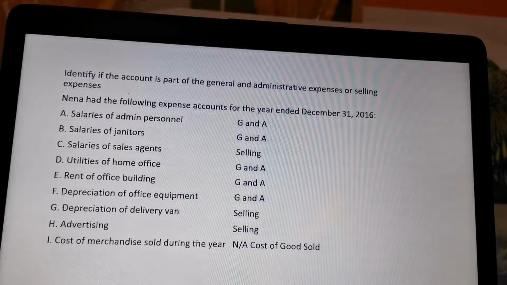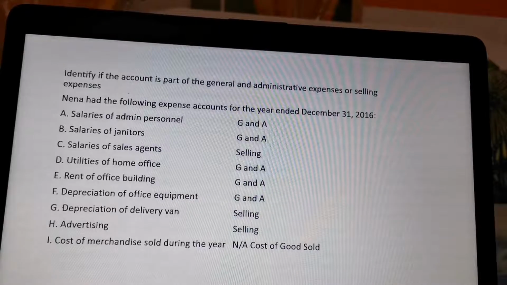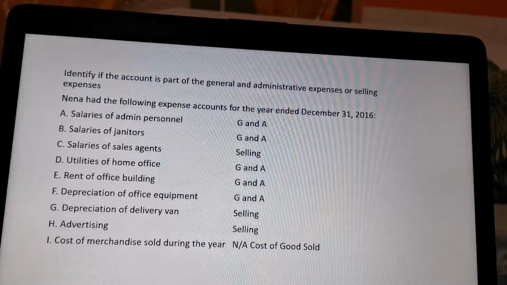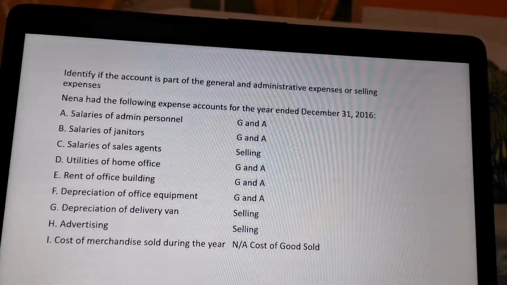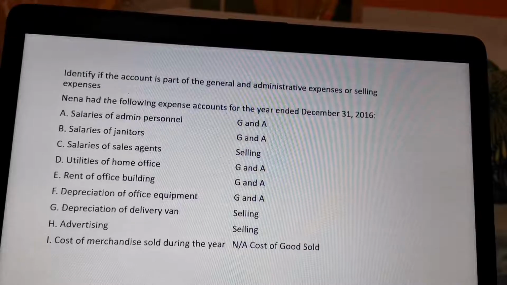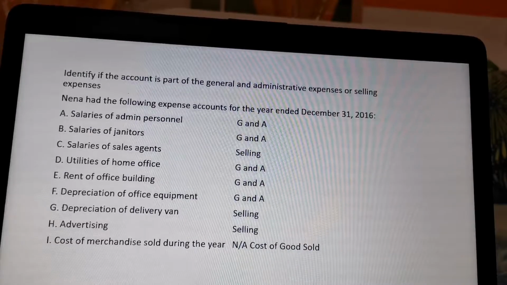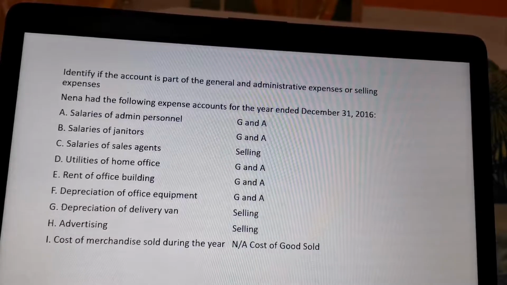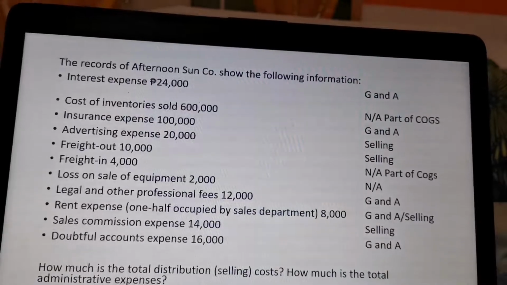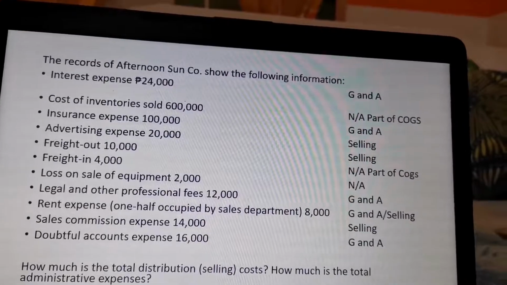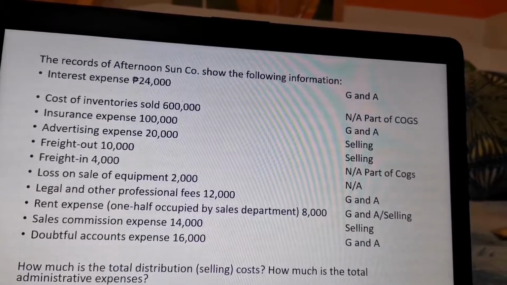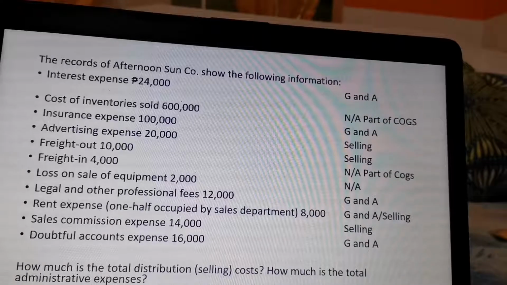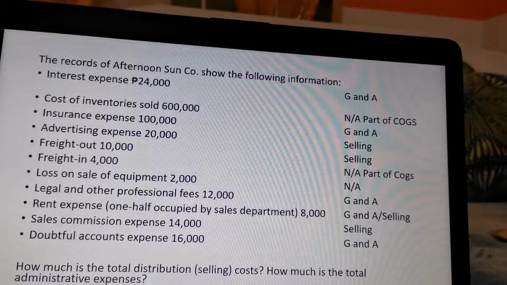Ngayon, itong cost of merchandise sold during the year, ito ay not applicable when it comes to general and administrative or selling expenses. Bakit? Kasi ito ay line item ng cost of goods sold. So yan yung sagot natin sa ating module. Next ay yan. So ang tanong sa atin dito ay how much is the total distribution or selling cost? How much is the total administrative expenses?